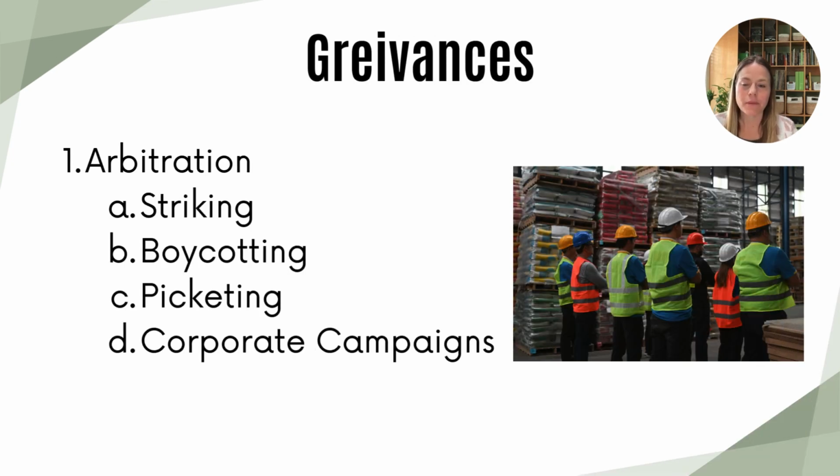Some of the things that labor unions enforce when organizations do not follow contract agreements is employee grievances. A grievance is a formal complaint by an employee or a union that management has broken one of the commitments of the labor agreement. Grievances are usually handled by arbitration, which is a process of settling a dispute. Some tactics that unions will use to pressure contract settlements are striking, boycotting, picketing, and corporate campaigns.